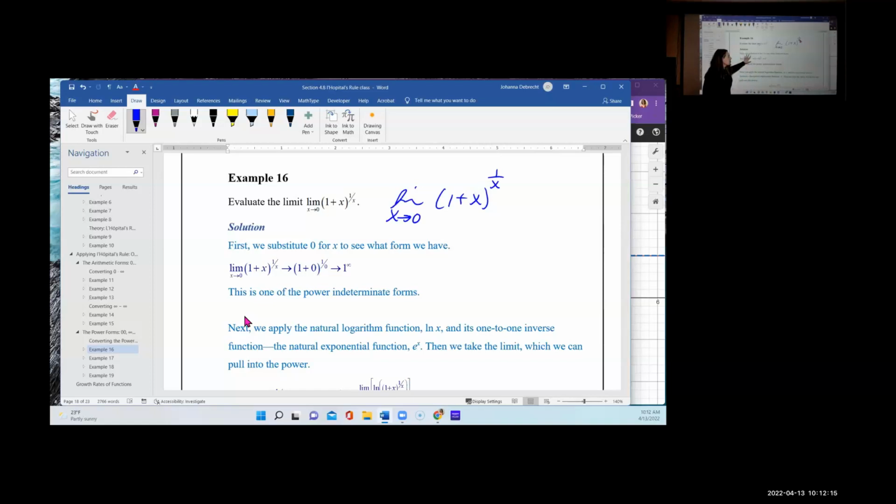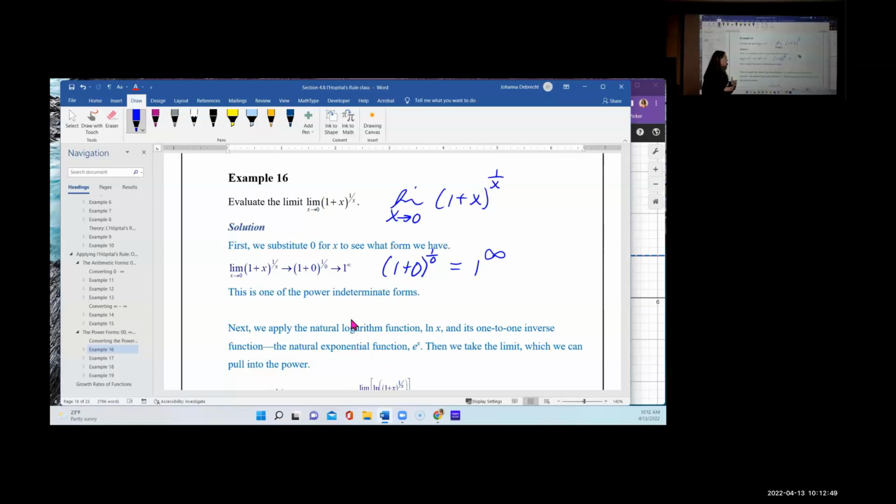First, we substitute 0 in to see what form we've got. When we substitute 0 in, we get (1 plus 0) to the 1 over 0 power. 1 over 0, of course, is going to go to infinity. So this becomes 1 to the infinite power. That is one of the 3 indeterminate forms. It's one of the power forms.